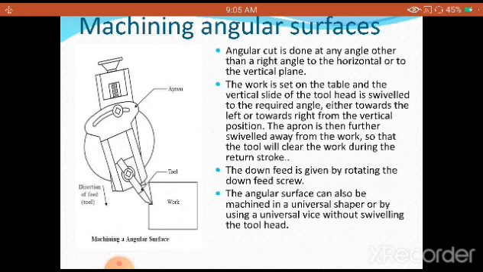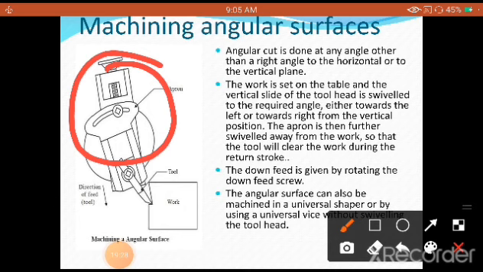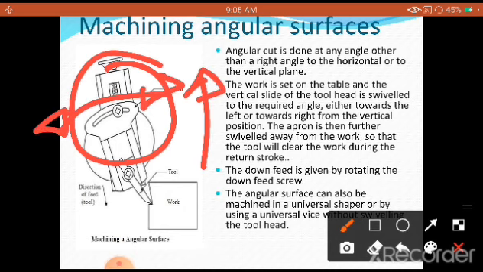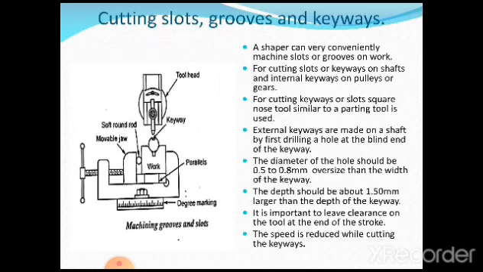The angular surface can also be machined in a universal shaper or by using a universal vise without swiveling the tool head. In a universal shaper, it is possible to do this directly without swiveling the tool head. Now what we have done here, this entire portion is tilted at a certain angle instead of vertical like this. So this can be avoided by carrying out the angular surface operation on a universal shaper.